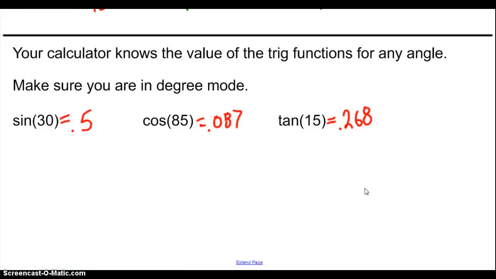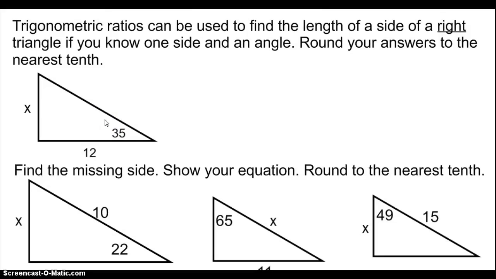At this point, we're going to flip to the back side of the note sheet and start working with some algebraic problems. Trigonometric ratios can be used to find the length of a side of a right triangle if you know one side and one angle. In this problem, we're going to round our answers to the nearest tenth. So, just like every other trigonometry problem, we should always start by writing out our acronym. SOHCAHTOA.